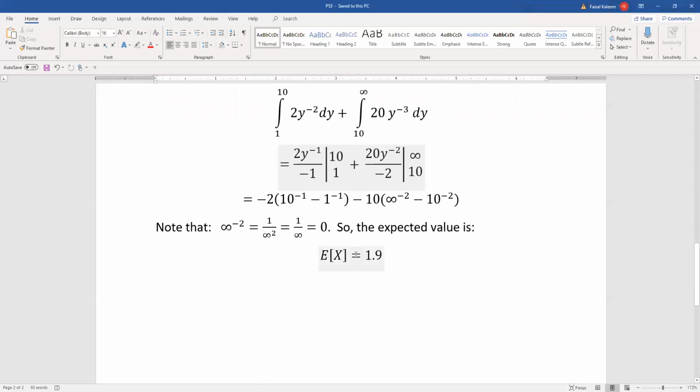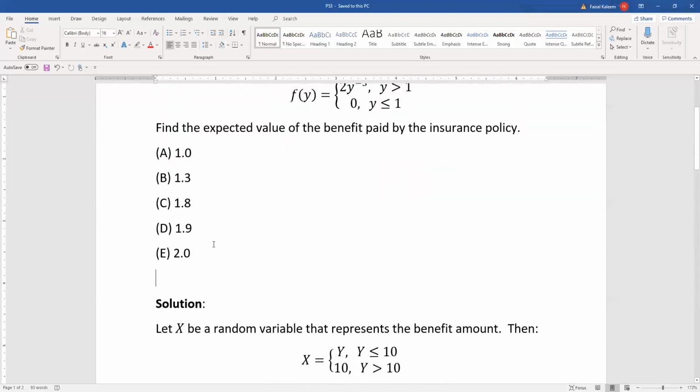Once again, when you substitute infinity over here, you'll get infinity power negative 2, and that's equal to 1 over infinity squared. That's 1 over infinity, that's 0. So as we said before, whenever you have infinity power something, don't automatically conclude that it's infinity. You first write it as a positive power, and then you will see whether it's infinity or 0. So once we recognize that this term is 0, you can calculate all of this, and that ends up being 1.9, which is choice D.